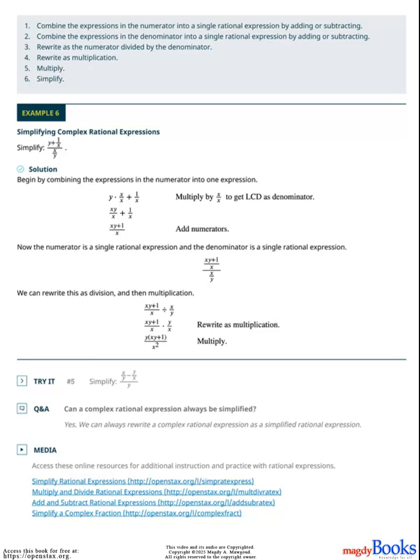Try it number 5. Simplify. x over y minus y over x, divided by y. Q&A. Can a complex rational expression always be simplified? Yes, we can always rewrite a complex rational expression as a simplified rational expression.